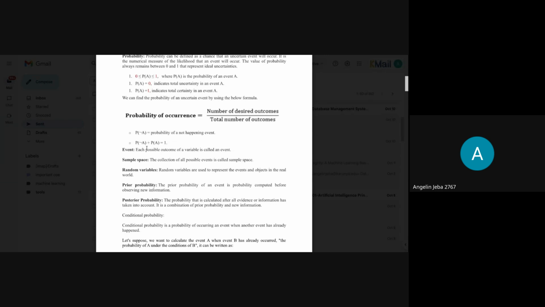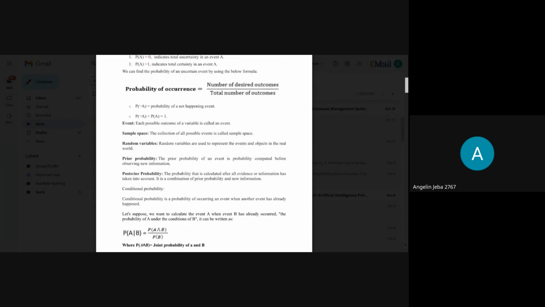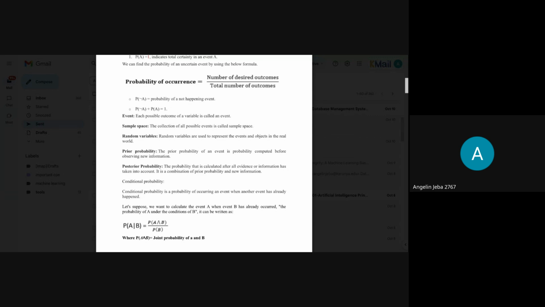So the not happening plus the happening of the event, that is P of not A plus P of A, will be equal to 1. So what is an event? Each possible outcome of a variable is called an event. Whatever occurs in a variable, whatever change or state it takes, is an event. For example, rolling a dice. We will get some number when we roll the dice, so that is an event. The variable here is the dice, and it keeps on changing its position when we roll it.